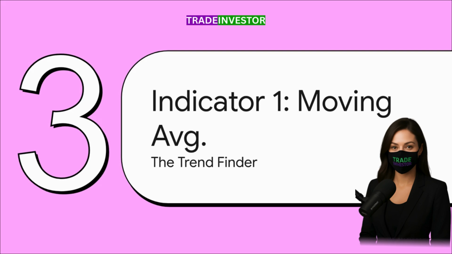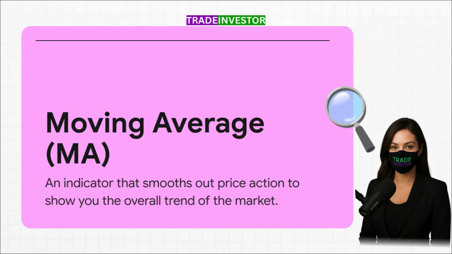It's our trend finder. So what a moving average does is it takes the average price over a certain period, let's say 50 or 200 days, and it plots it as a single smooth line on your chart. Now, there are different types, sure, like simple or exponential, which pros often use because it reacts a little faster to recent price changes. But their core job is exactly the same. Filter out all the random noise and just show you the underlying direction.